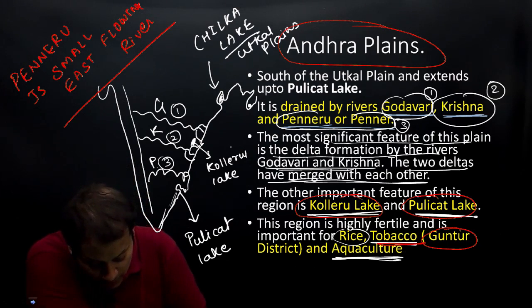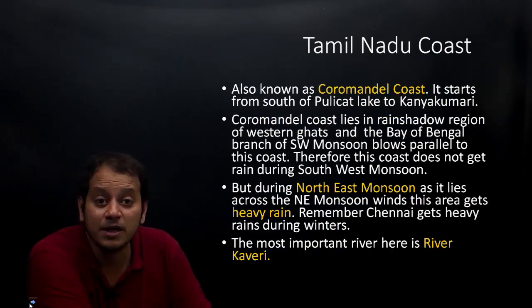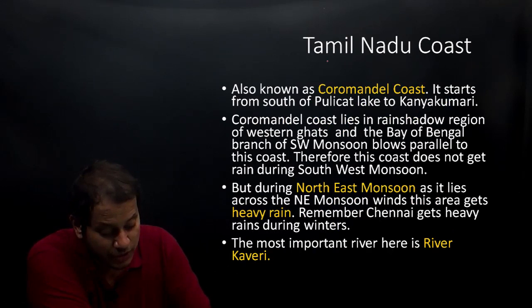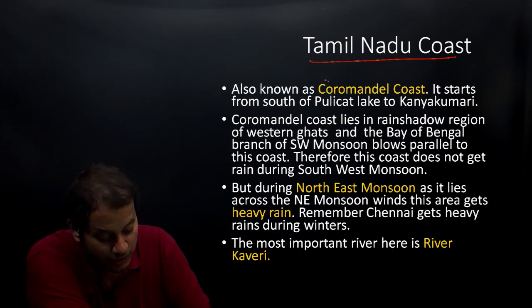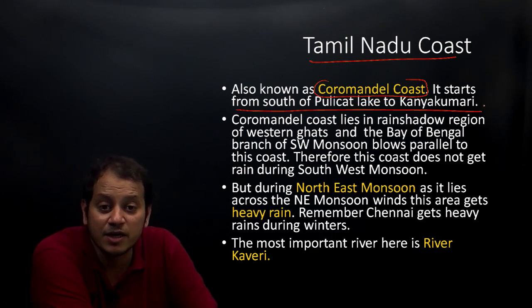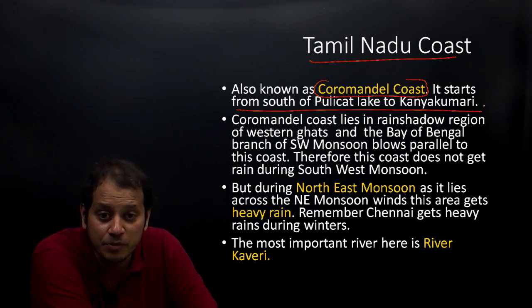Now come to the third part, that is the Tamil Nadu coast. The Tamil Nadu coastline is known as the Coromandel coast. Now from where does it start? It starts from the south of Pulicat Lake to Kanyakumari.